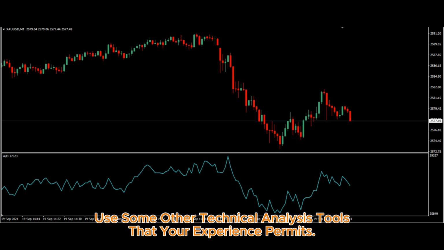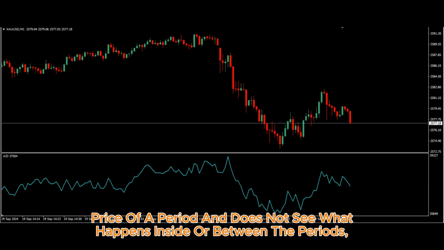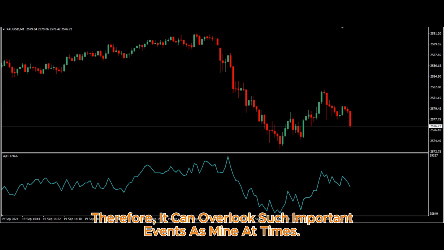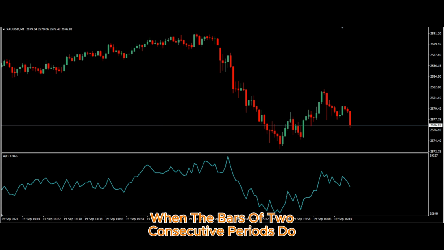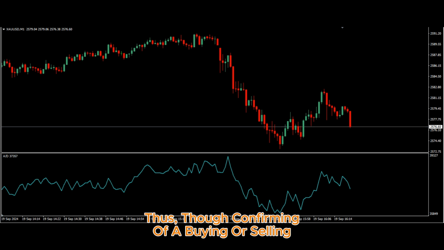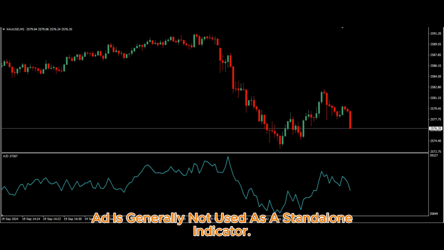your experience permits. Another weakness of the oscillator is that it takes into account only the closing price of a period and does not see what happens inside or between the periods over which the oscillator is calculated. Therefore, it can overlook such important events as minor changes and gaps, when the bars of two consecutive periods do not overlap each other, of the market prices. Thus, though confirming a buying or selling pressure on an instrument's price trend is important, AD is generally not used as a standalone indicator.